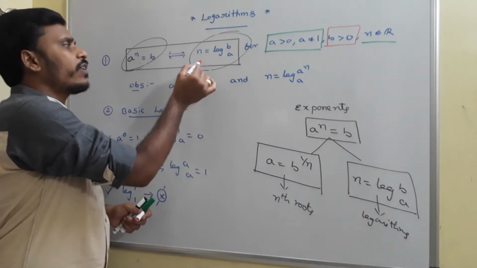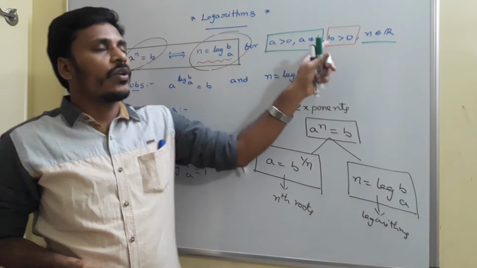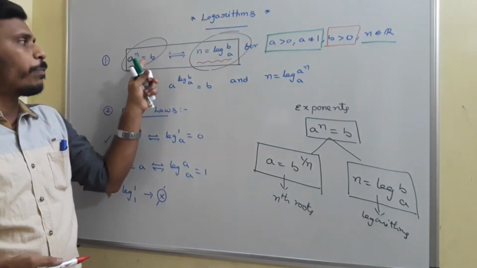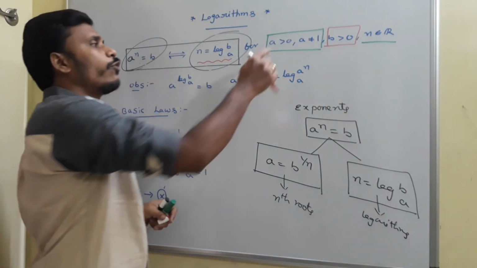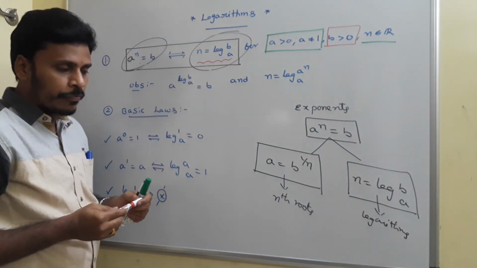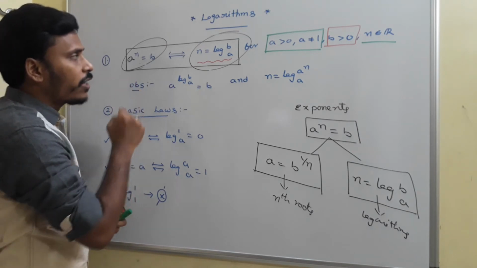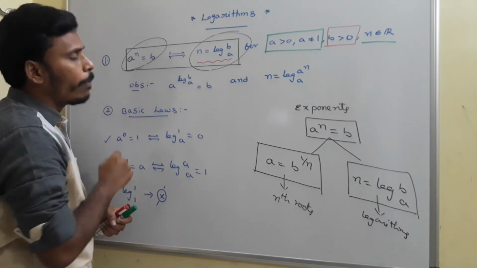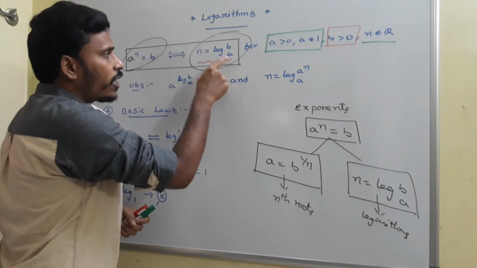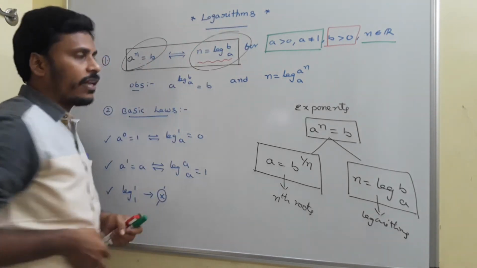While defining this n is equals to logarithm of b base a, these are the restrictions from the exponent a power n is equals to b, and now you need to apply these restrictions for this n is equals to log b base a. So if you have a logarithm n is equals to log b base a, there you need to be sure that this a should be greater than 0 and not equals to 1, whereas that b is greater than 0, okay?